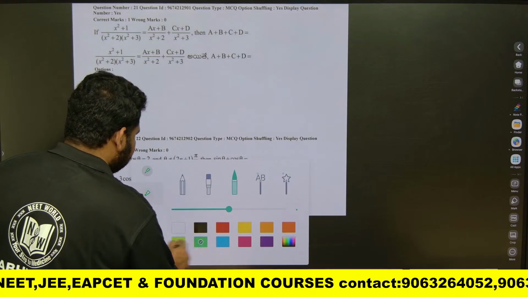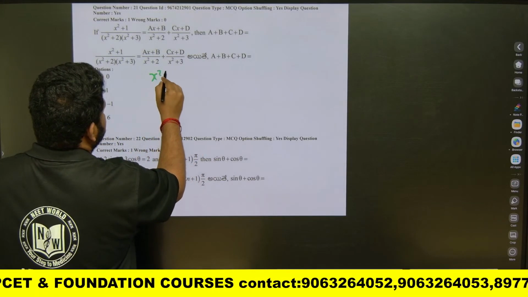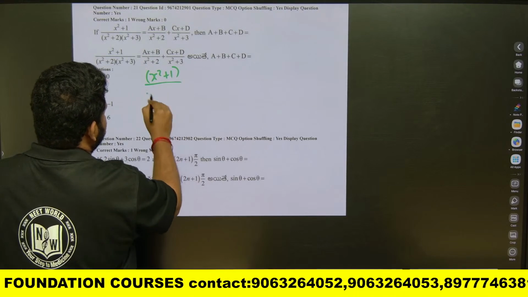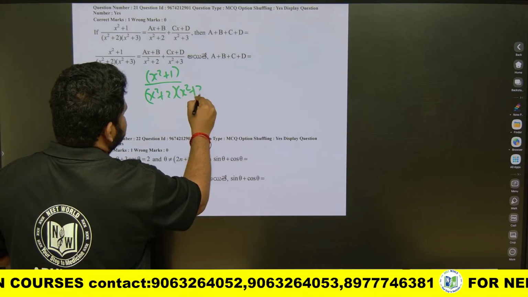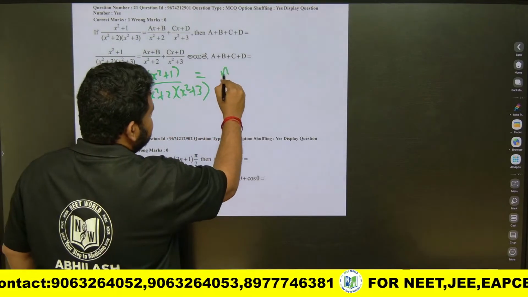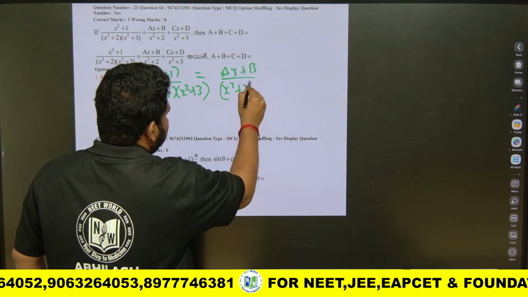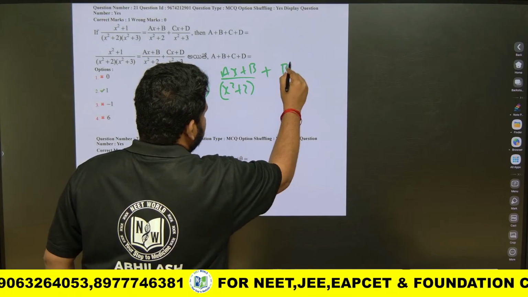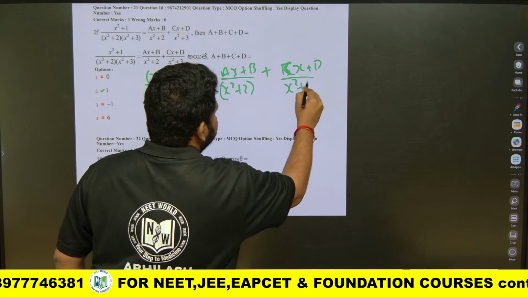First of all, we should write this as (x square plus 1) by (x square plus 2) into (x square plus 3). In terms of partial fractions, since the factors are quadratic, I can write it as (ax plus b) by (x square plus 2) plus (cx plus d) by (x square plus 3). This is what I get.